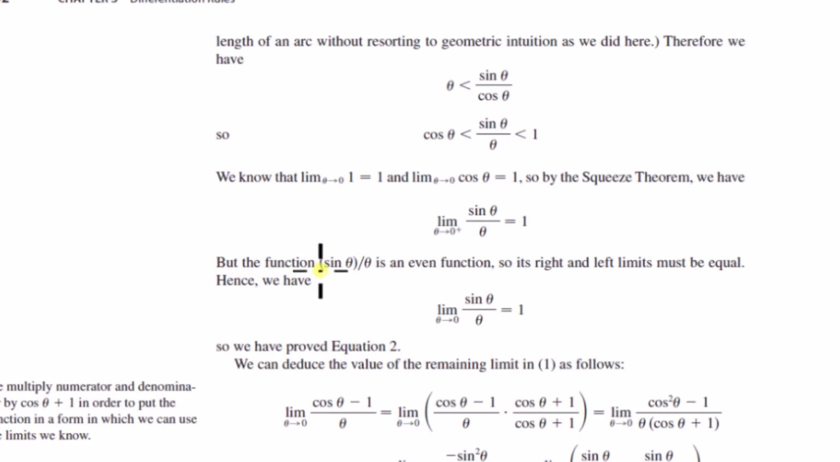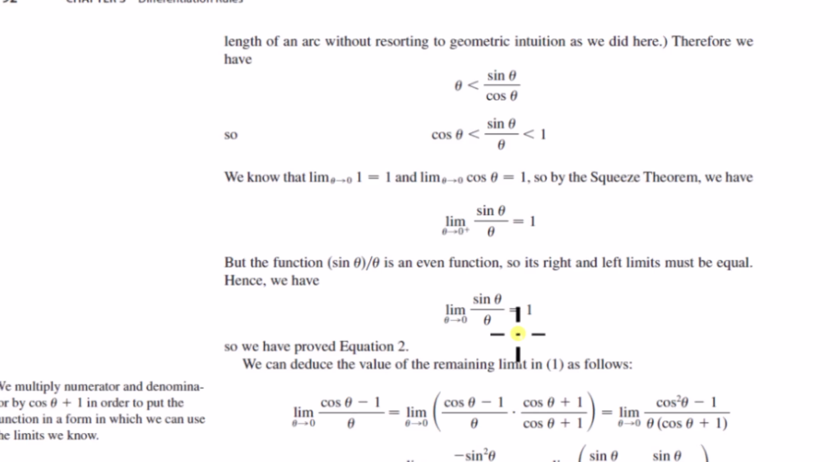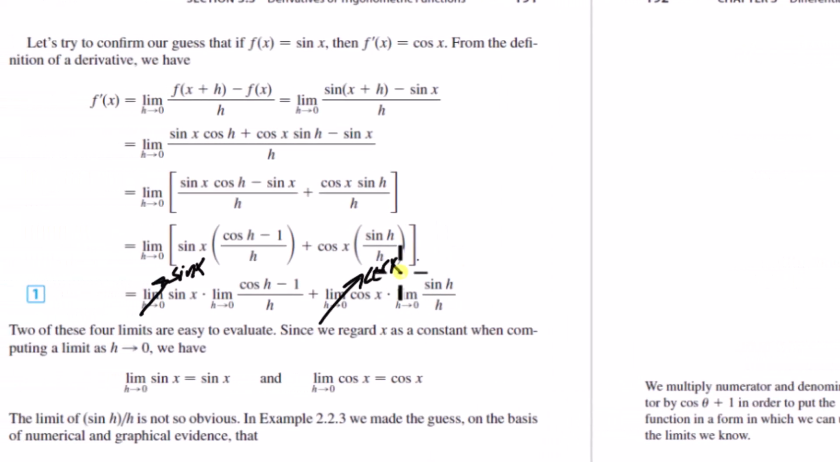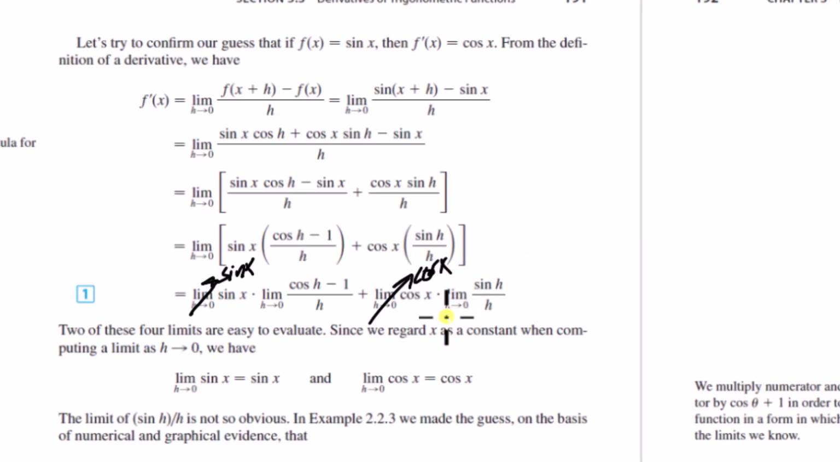Okay, but the function sine of theta over theta is an even function, so its right and left limits must be equal. Therefore, we can update this to the limit as theta approaches 0 in general of sine of theta over theta is equal to 1. And there we go. That is exactly what we're trying to prove. This is the limit we need: the limit as h approaches 0 in general of sine of h over h is equal to 1.